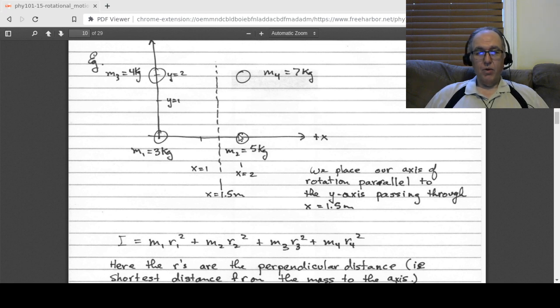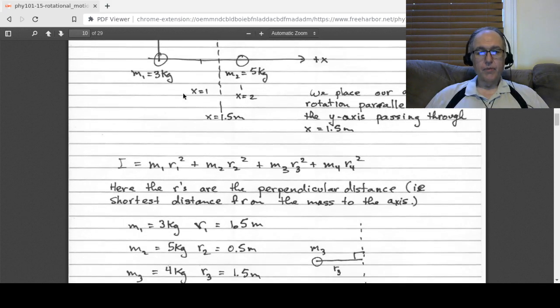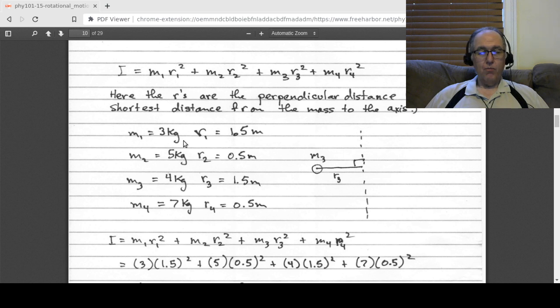When M2 equals 5 kilograms, when M2 rotates around that axis, it's going to rotate with a radius of half a meter, 0.5, like that. When the 4 kilogram, M3 equals 4 kilograms, rotates, it's going to rotate with a radius of 1.5. And when the 7 kilogram rotates, it's going to rotate with a radius of 0.5. Okay? And so those are the R's that go into here. All right? So now, M1 has R1 of 1.5, M2 has R2 of 0.5, M3 is 4 kilograms, has an R3 of 1.5, M4 is 7 kilograms with an R4 of 0.5.